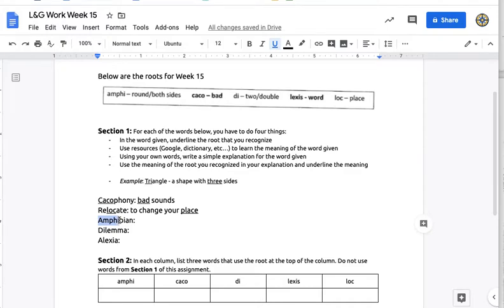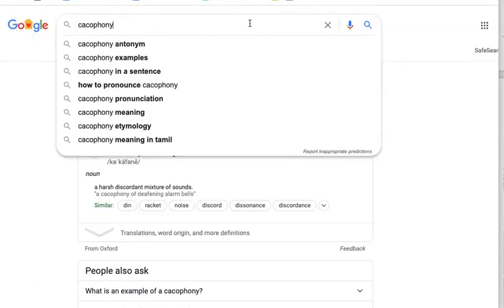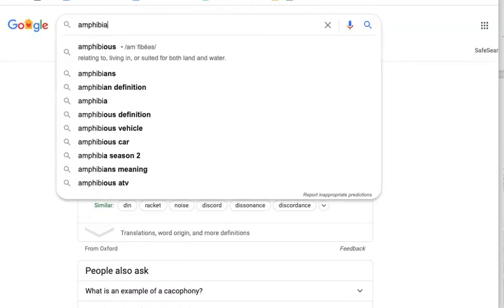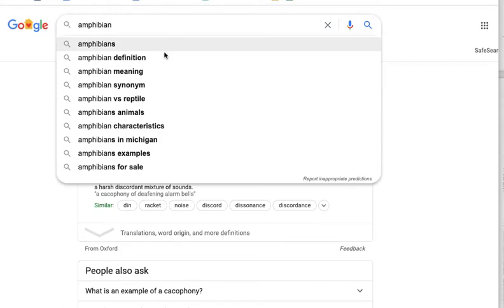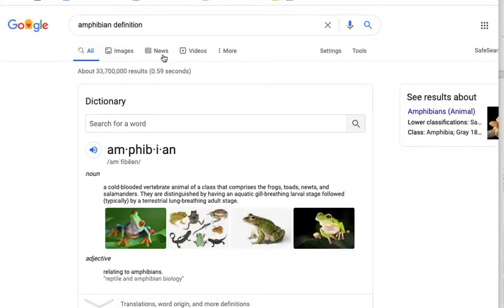Let's try this one. Amphibian. I recognize the root amphi. There's amphi. I'm going to open a new tab and Google amphibian. I know amphi means both sides. So as I'm looking at this explanation, I'm trying to figure out why amphibian is part of it. Why is both sides part of the explanation of amphibian?